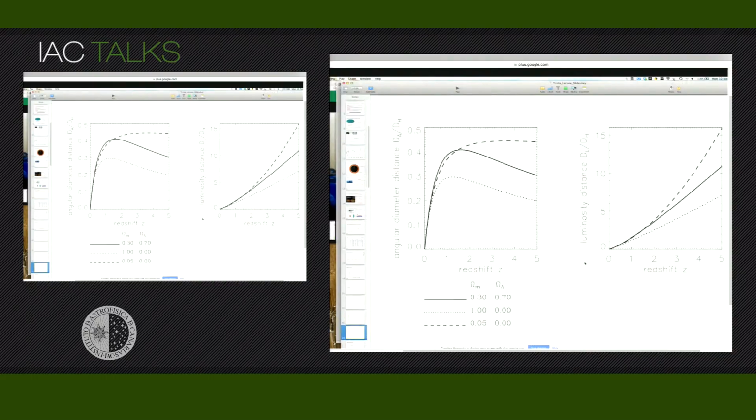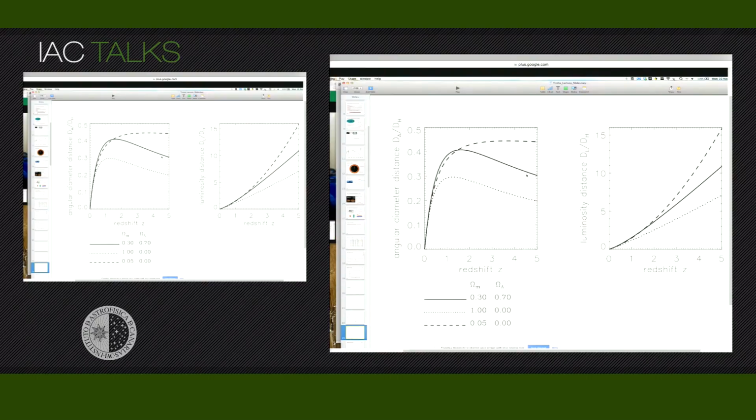Here you can see two plots of the angular diameter distance normalized in an appropriate way as a function of redshift. And this expression depends on the cosmological parameters. So solid is the cosmological parameters that correspond to our universe, roughly, omega matter 0.3, omega lambda 0.7. You can see that the angular diameter distance as a function of redshift grows until redshift about 1 something, and then it turns around and drops, which is very counterintuitive.